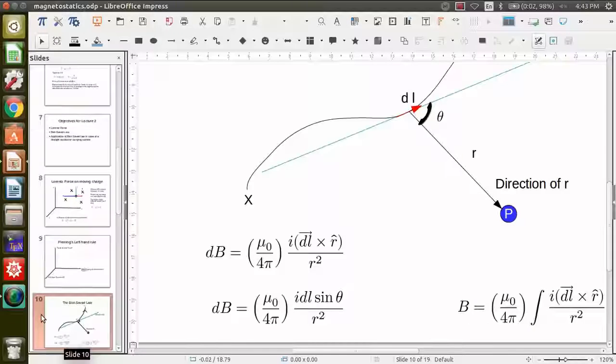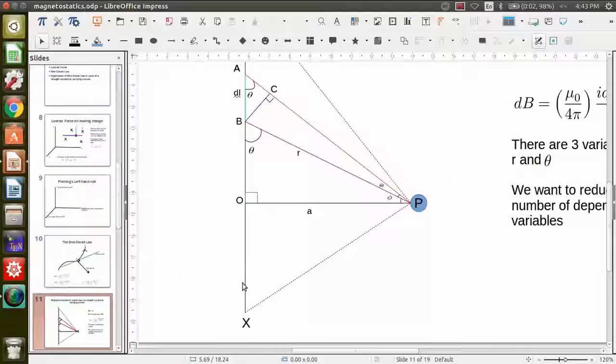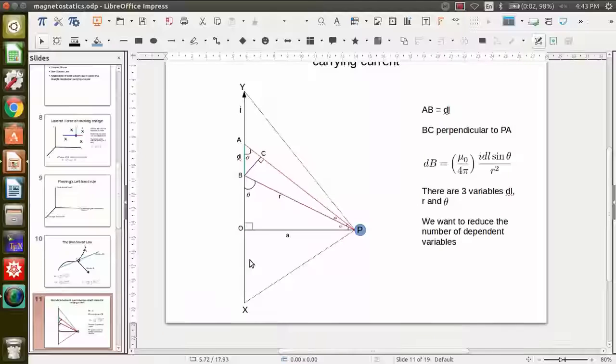Now next let's go to our case, a straight conductor. At a given point P, how much will the magnetic field intensity, or the induction, be at this point?